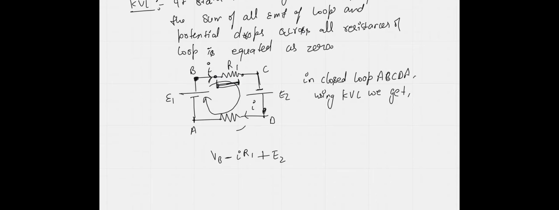Minus IR2 plus E1. Okay. Minus how much? Minus IR2 and plus E1. What should it be equal to? Zero? No, it should be equal to... Look, you reach here, right? Are you going further? No. So you have stopped there, right? So you can simply call it VB.